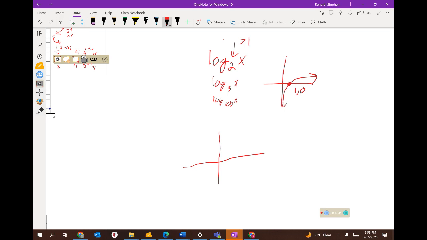Now, if I have log base 1/2 to the x, log base 1/3 to the x, anything like that, it's going to swoop in like that. And again, 1, 0. Okay? So, again, look at these, know these. If it's a fraction, it starts up high, swoops low as we go left to right. If it's a whole number, it starts low, swoops high.